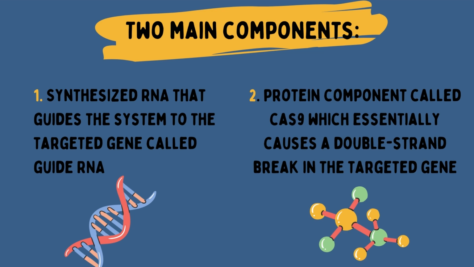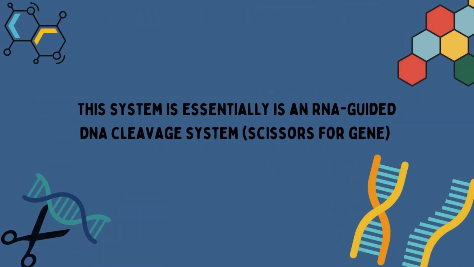The second component is a Cas9 endonuclease. The primary purpose of the Cas9 is to cut the targeted DNA once the guide RNA has located it, creating a double-strand break, or DSB for short, that allows for modifications in the genome to occur. These two components come together to form the CRISPR-Cas9 system that essentially acts as an RNA-guided DNA cleavage system, which is essentially a pair of scissors for genes.